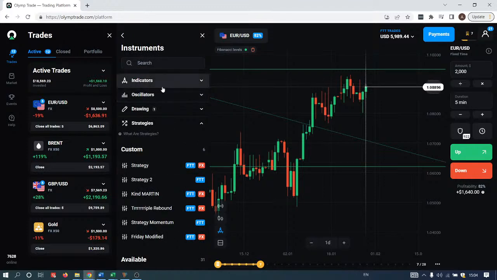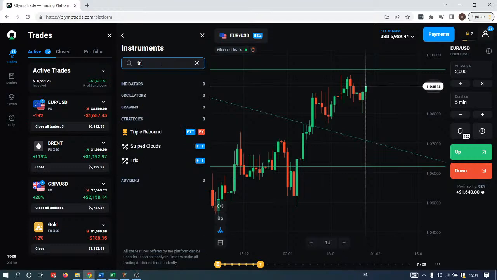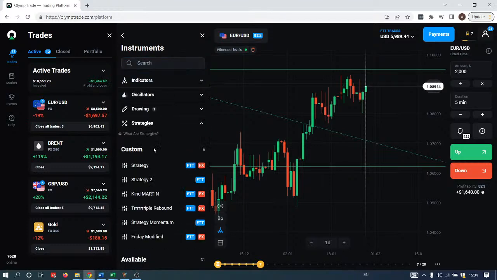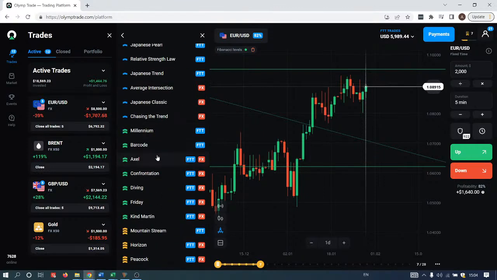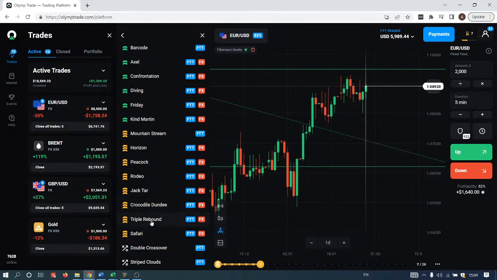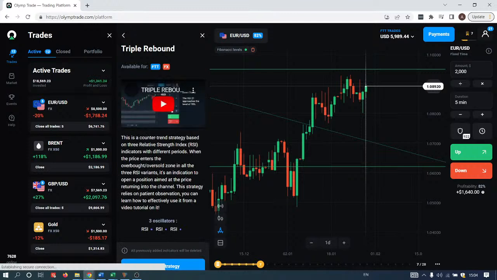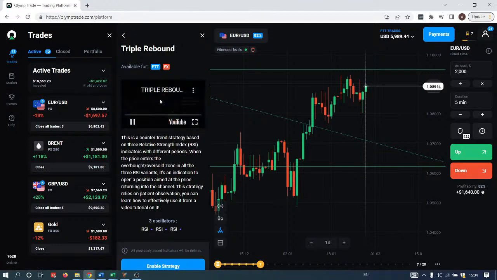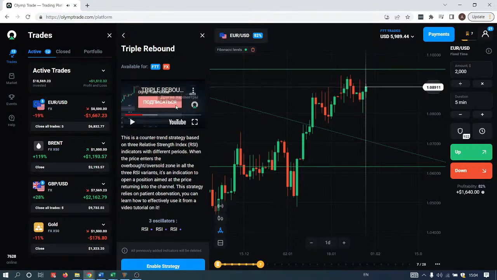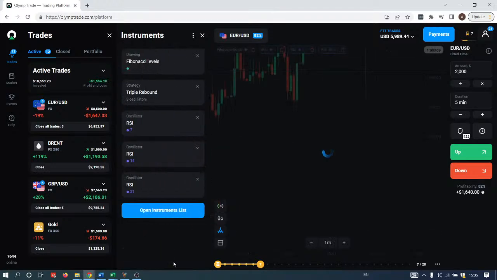The strategy of today is called triple rebound. We can either search it in our search tab, or we can scroll down a little bit to the strategies section, and we can find it here, sitting conveniently at our disposal, triple rebound. Basically there is a brief tutorial here if you want to refresh those signals in your memory. And then all we need to do is press enable strategy.